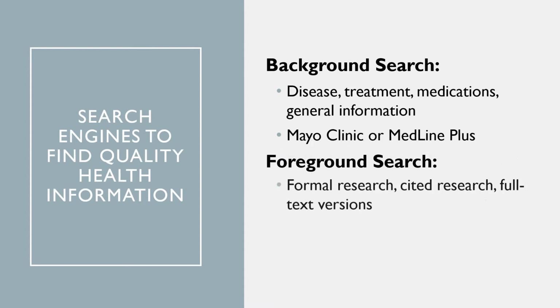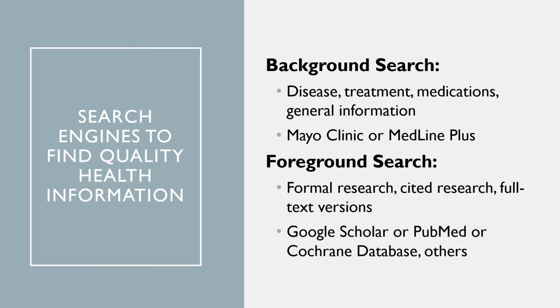And then those foreground searches. So this is where we really need to keep the definitions of different types of studies in our mind, because with the foreground searches, we're looking at more formal research. So this is cited research. It's full text versions. This is the actual original studies. So we can do that through Google Scholar or through PubMed or Cochrane database.